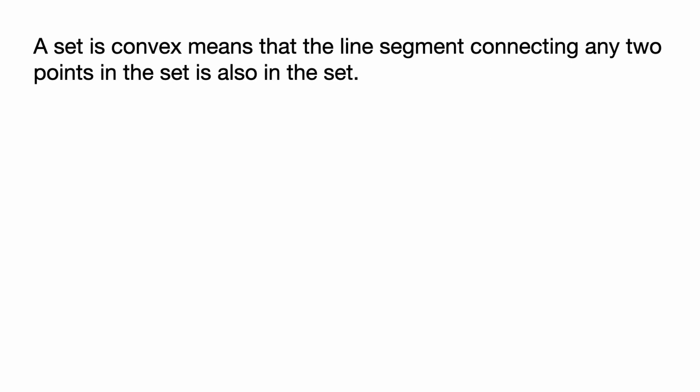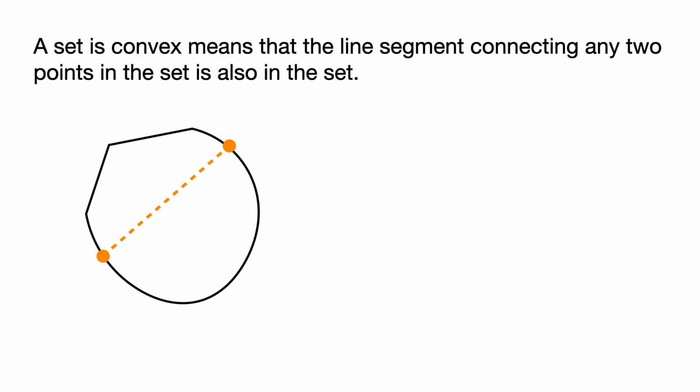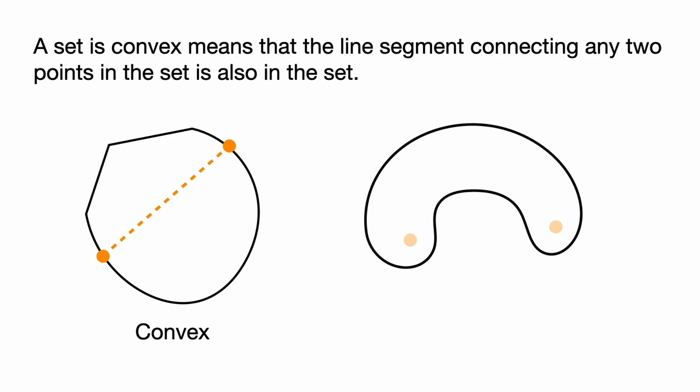We're going to learn to love convex sets in this class. It's going to play a major role, so let's talk about what that is. A set is convex means that the line segment connecting any 2 points in the set is also in the set. Okay, so here are some examples. This is a set in R^2. I can choose any 2 points in the set and draw the line between them, and the line lies entirely in the set. So this set is convex. Here's another set. I can take 2 points in this set, and the line connecting them does not lie in the set. Therefore, this is not a convex set.